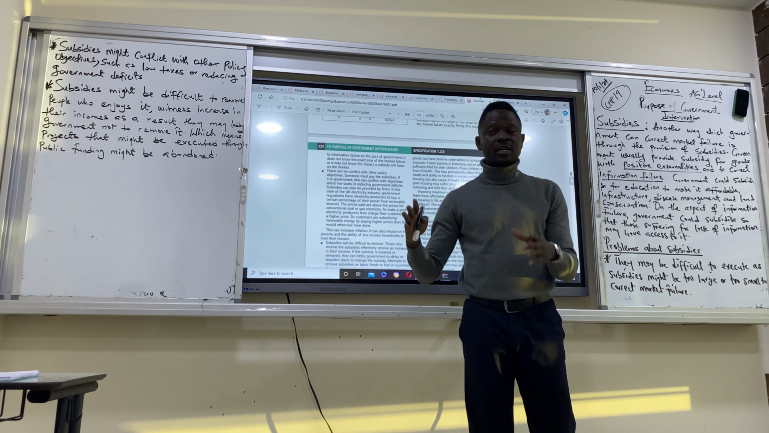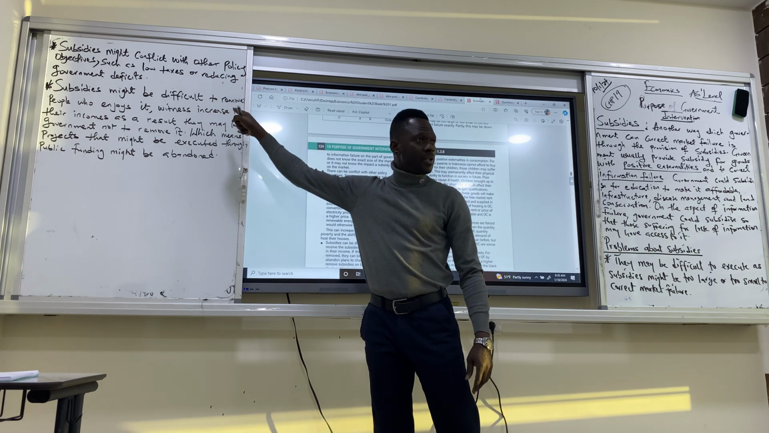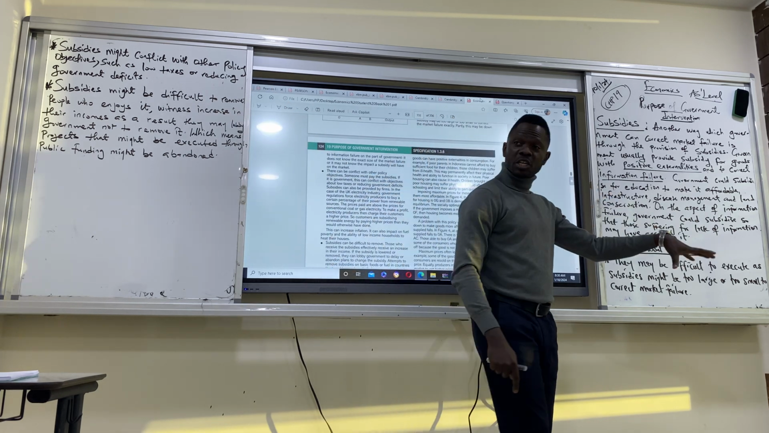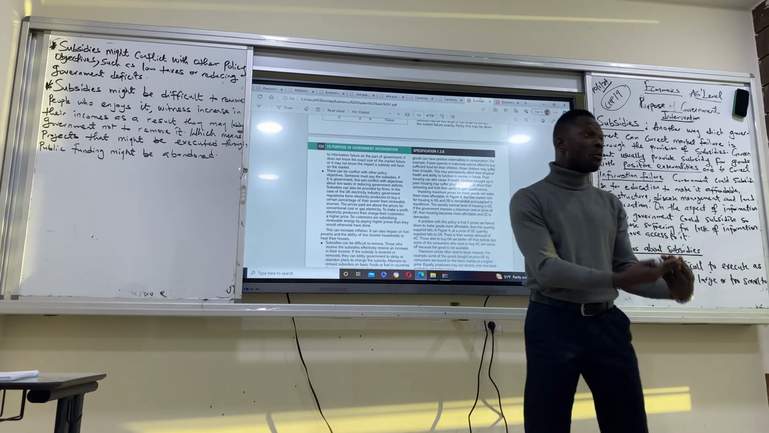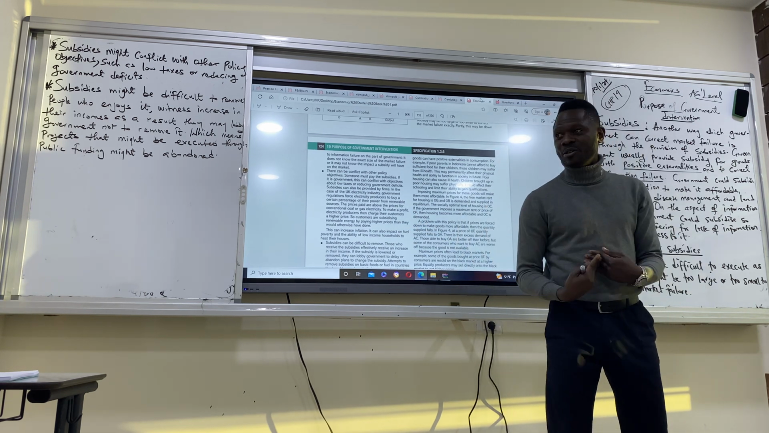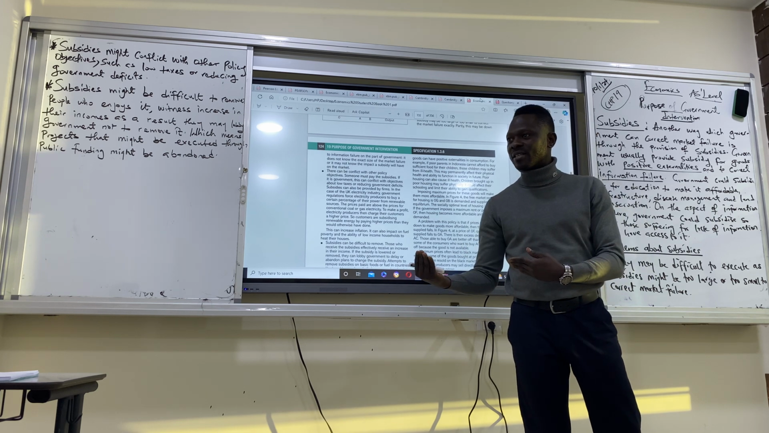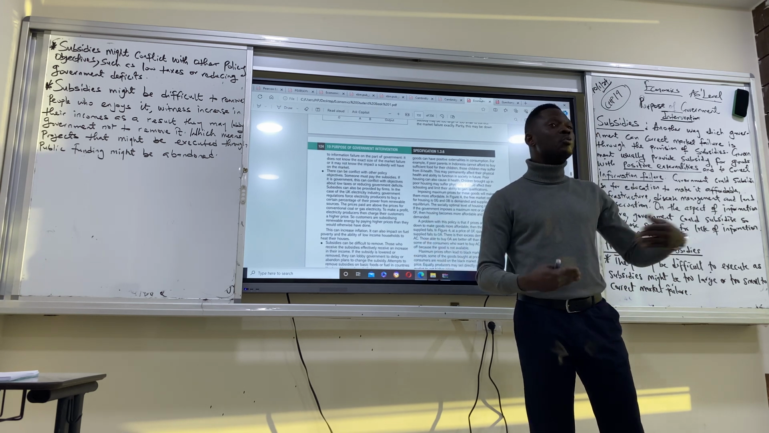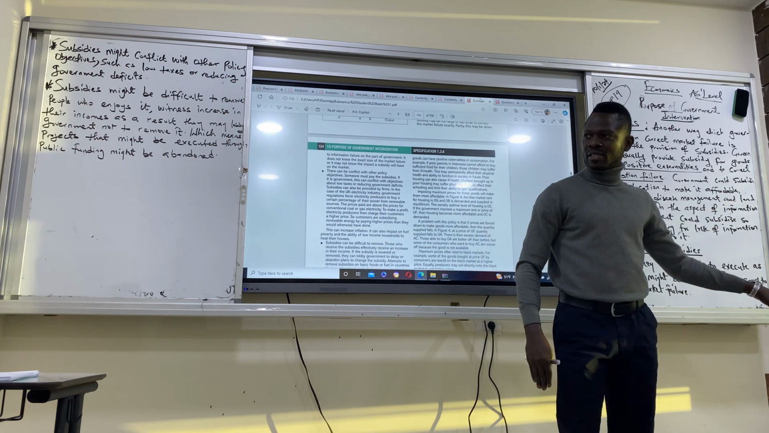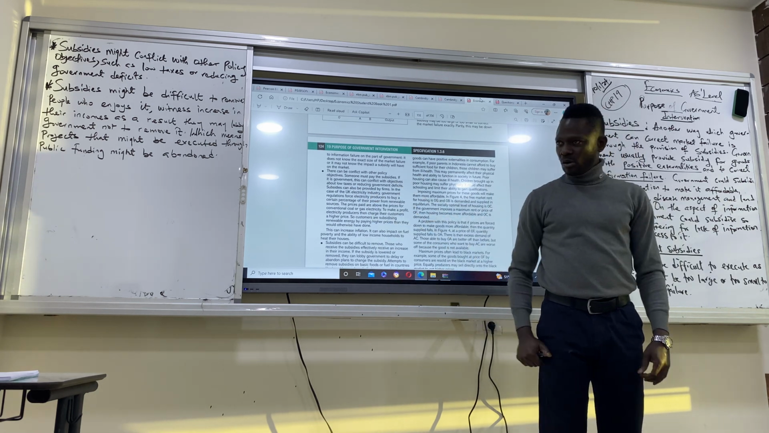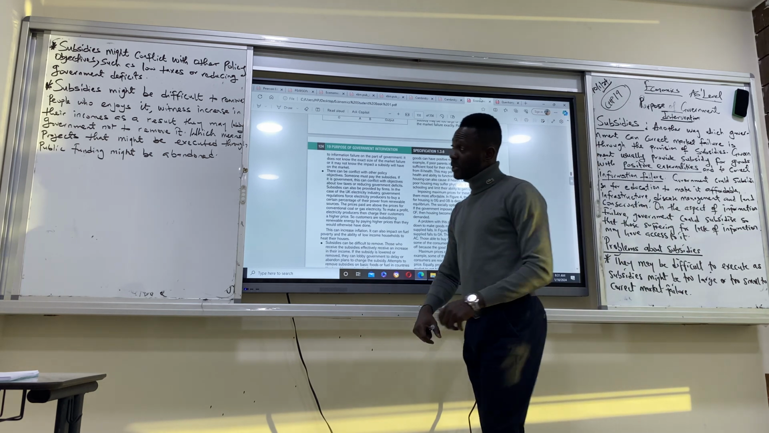Get the point here? What we're saying here is that there's conflict. If government is spending on education, government might not be able to spend on healthcare. So those that need healthcare won't be able to get subsidy on it. They have to pay higher prices. But those that need education would benefit from it. So that means one part benefits, other parts do not benefit. That is conflict. Do we understand what conflict is?